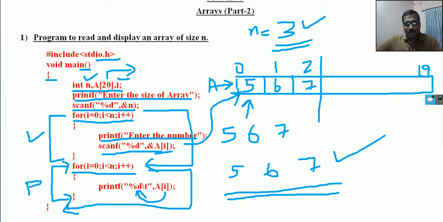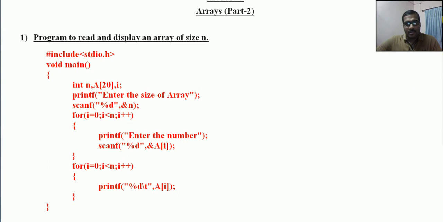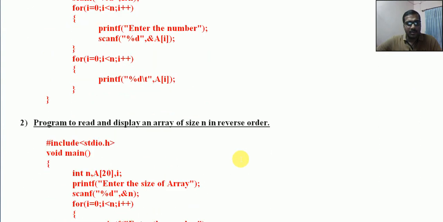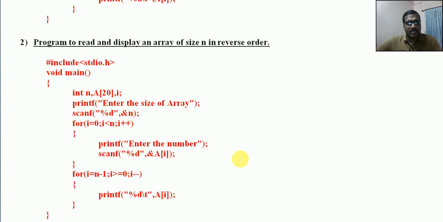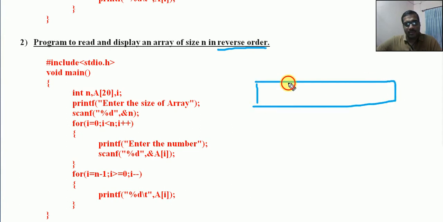Okay, now let us see another example. We will see one more example, that is another program that reads and displays an array of size n in reverse order. See, the same program we will read and print in reverse order. So you will be having an array similar to the previous situation. Assume that we are having 3 elements, locations 0, 1, 2. A is the array, pointing to the base address. Then assume that we are having the same values 5, 6, 7.